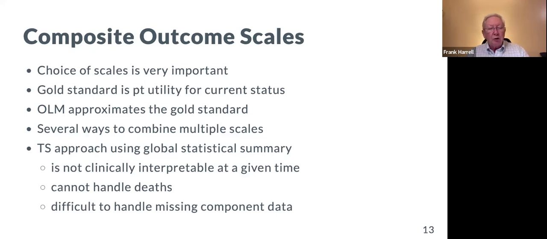One approach that's used in the time savings paradigm is global statistical summary. One example of that is to rank one outcome, then rank the other outcome from 1 to n, and average those ranks within patient and analyze those average ranks instead of ordinary ranks on a single outcome measure. That's just one of many, many ways to get a global statistical summary. The problem is these summaries are not clinically interpretable at a given time. They cannot handle deaths, and they have some difficulty in handling missing component data.